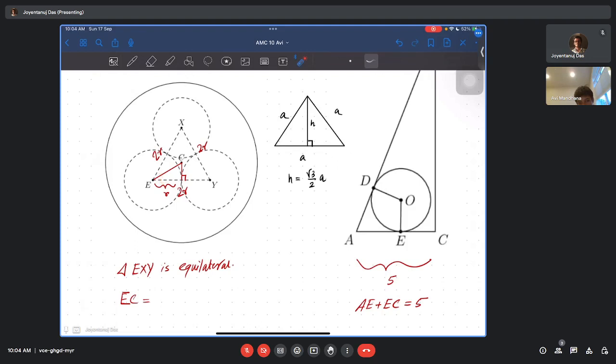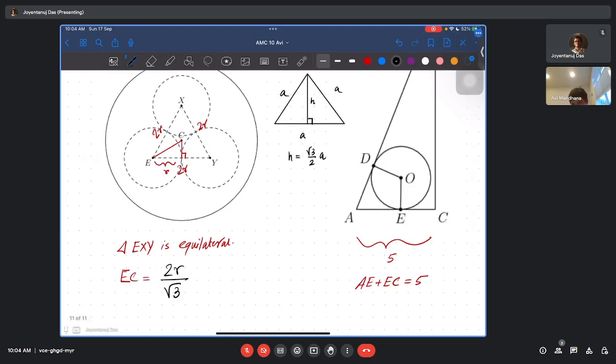Using the Pythagoras theorem. EC? Yes. I want to find EC, right? Oh, EC. Okay, then EC would be 2R over the square root of 3. Right. So yes, that is our EC, right? Once we have EC, right. So EC part we found out.